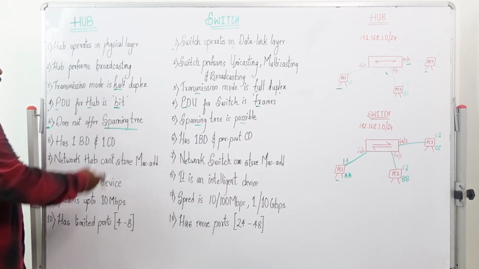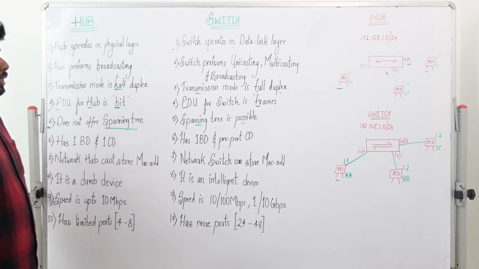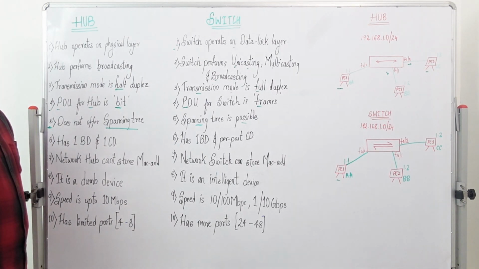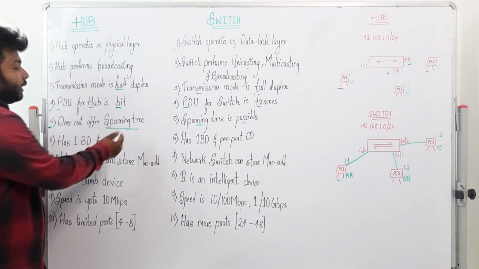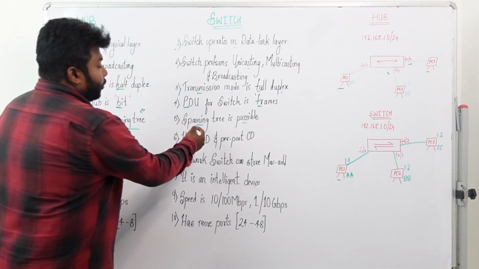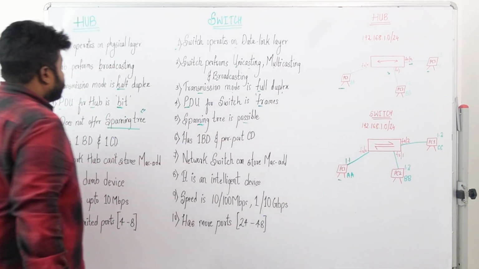Again, we have types of STPs, like CST, that is common spanning tree, per VLAN spanning tree, rapid spanning tree protocol, and multiple spanning tree protocol. None of these protocols can be implemented on a hub, whereas all of these types of protocols we can implement on a switch, right?